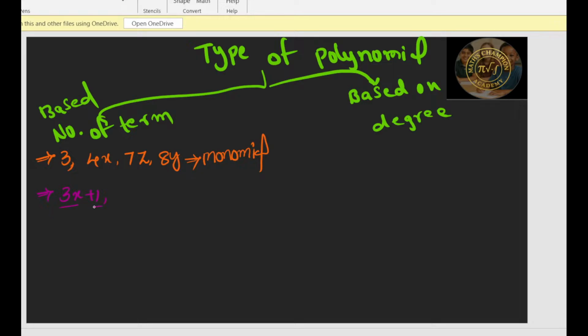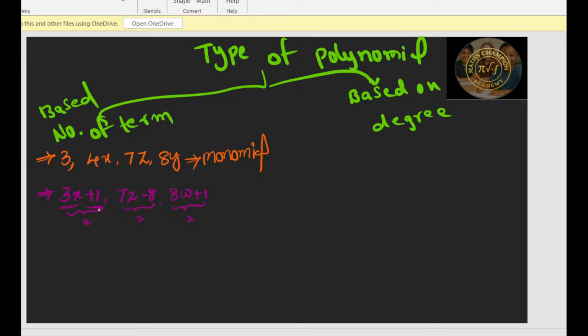3x is a separate term, 1 is a separate term. So here how many terms are there? 2 terms. These terms are separated with the mathematical operator plus or minus. For example 7z minus 8, here how many terms are there? 2 terms. 8w plus 1, here also 2 terms.